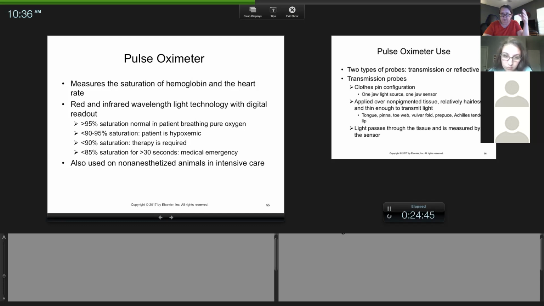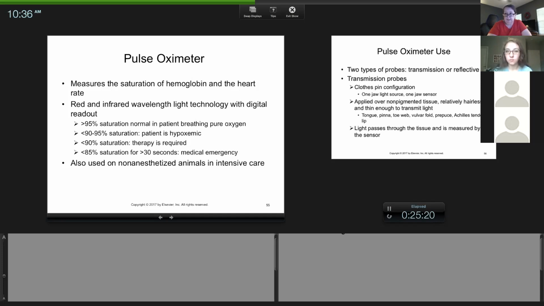If you get a value between 90 and 95%, we're starting to have a degree of hypoxemia, which means their oxygen is dropping for some reason. If they are 90% or lower, there needs to be intervention or therapy, like ventilating the patient more often, which is like squeezing the bag or putting them on a ventilator or trying to maybe turn up your oxygen. I will tell you, turning up the oxygen doesn't fix things automatically.